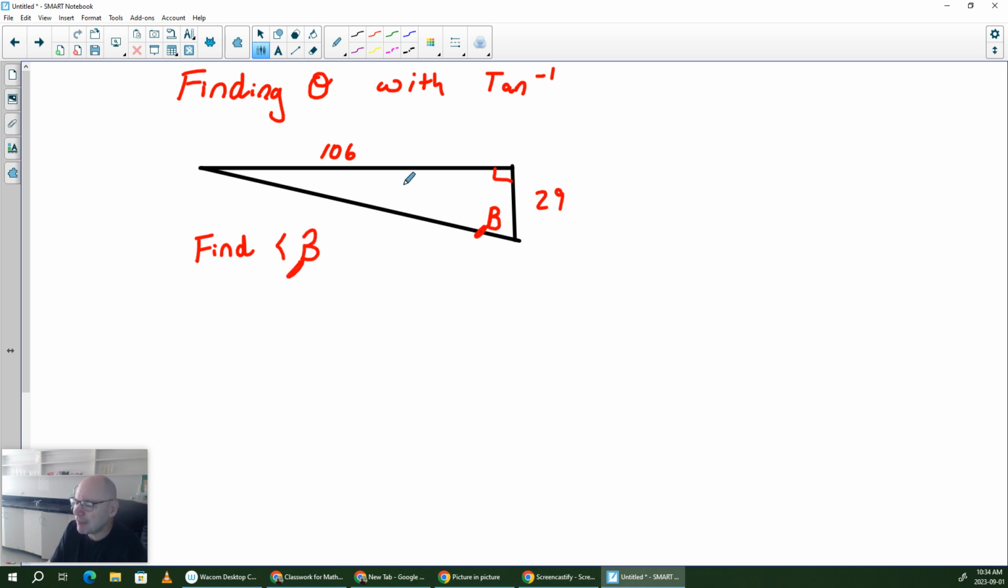Okay, so we're going to look at this and we're going to go, okay, there's our angle. This is our hypotenuse. The side opposite that angle, that's our opposite. And this is our adjacent. Okay, so we can go ahead and find the ratio of that. So we know that the tangent of this angle beta is equal to 29 over 106.